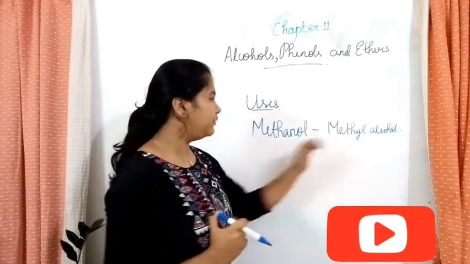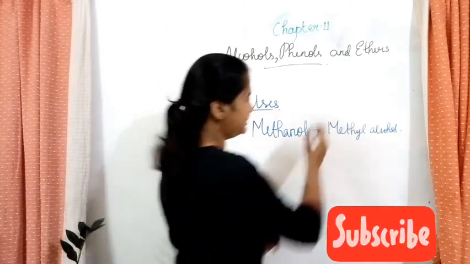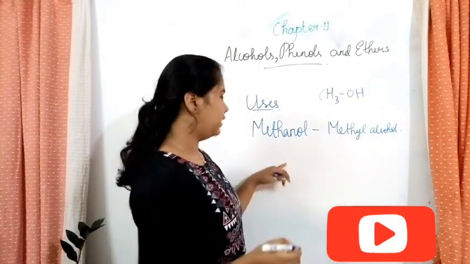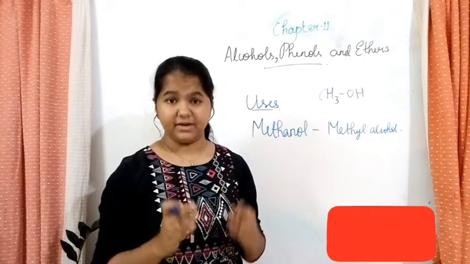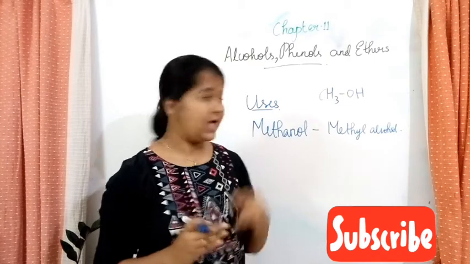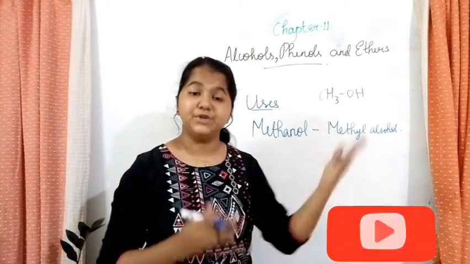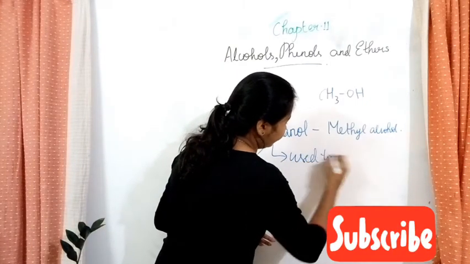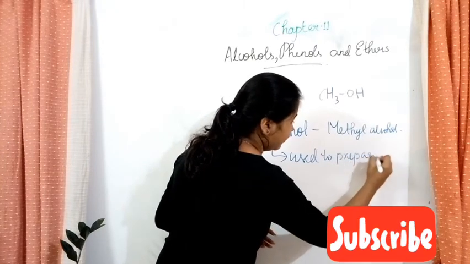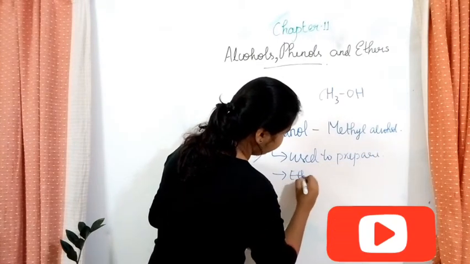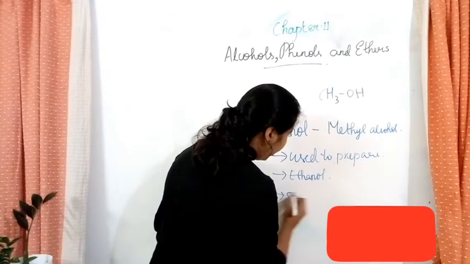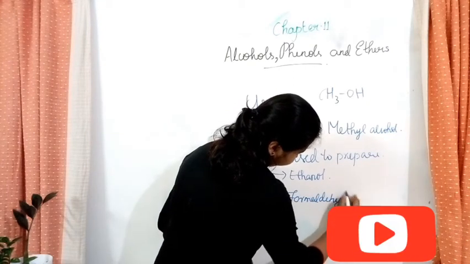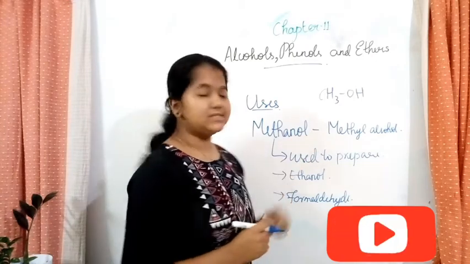Let's get to that. Before that, what is the formula of methanol? That is CH3OH. Yes, this is methanol. This methanol is prepared in industries in a large amount, because methanol is used for the preparation of various other alcohols also. So, methanol is used to prepare what all? Ethanol and formaldehyde. Okay, so this is to talk about methanol.